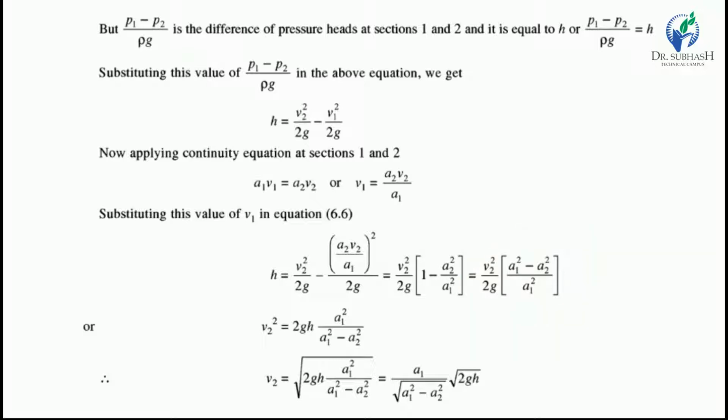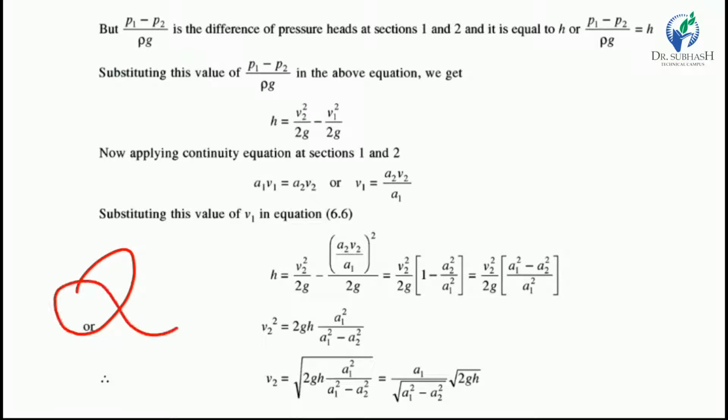Now we get the value of V2 from the small h equation. So V2 square is equal to 2gh A1 square upon A1 square minus A2 square. From both sides we can remove the square. So V2 is equal to under root 2gh A1 square upon A1 square minus A2 square. So this equation gives the V2 value.